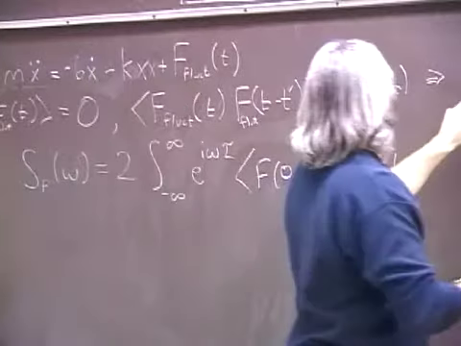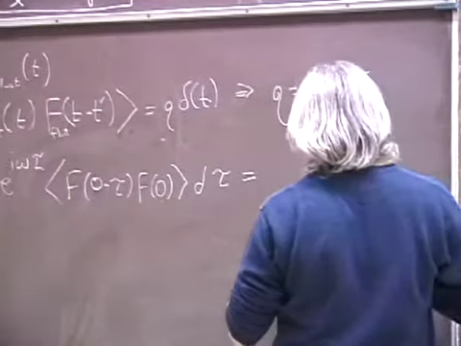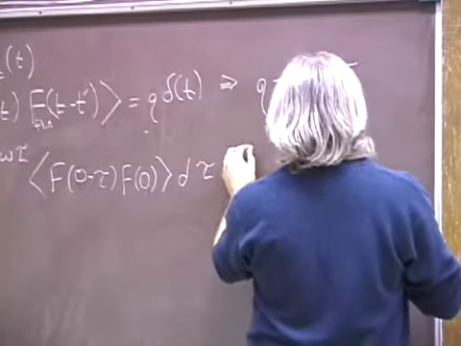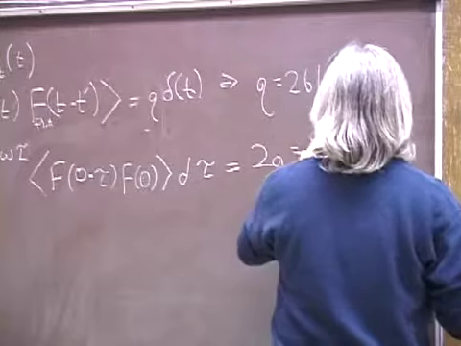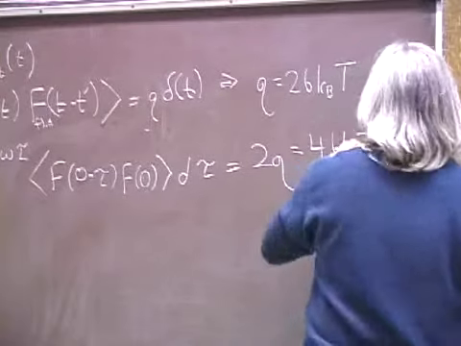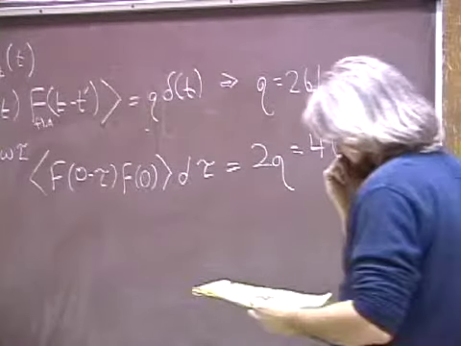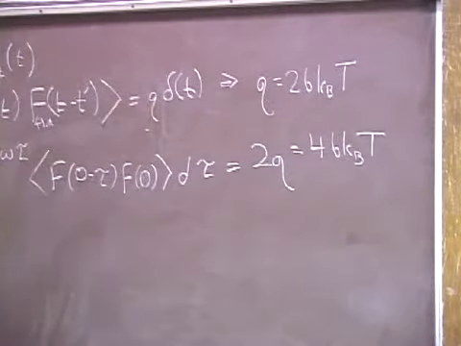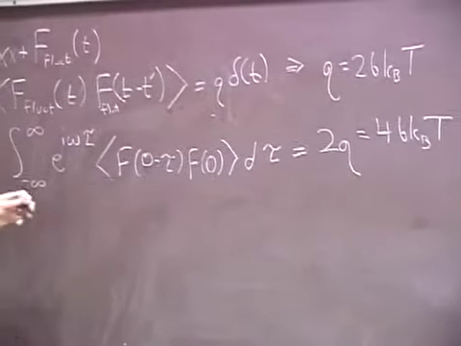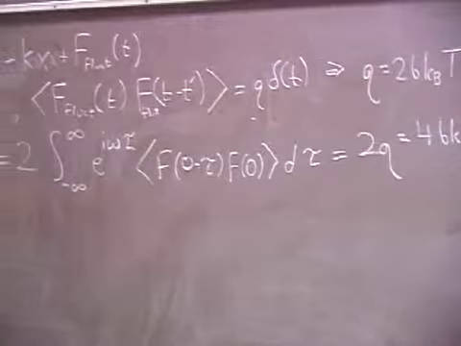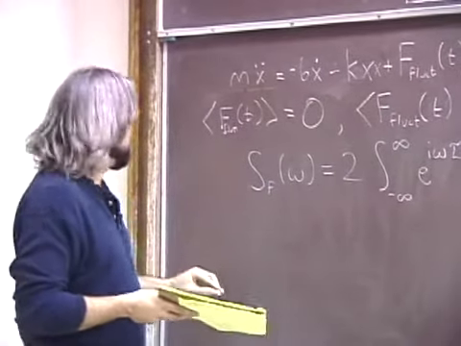And given this, the fact that the force is equal to this, we can find that the spectral density of the force is simply 2q, independent of frequency. That's white noise. If we wanted to, we could then use a formalism like this to get the spectral density of the position of the mass in this Brownian motion.